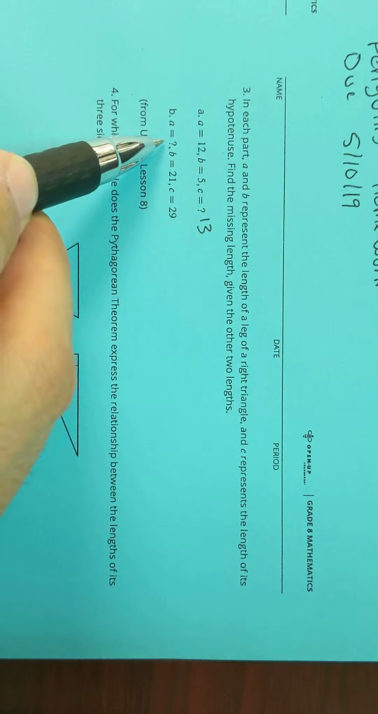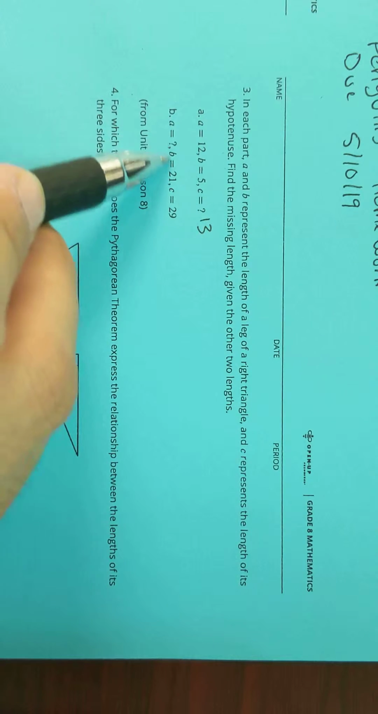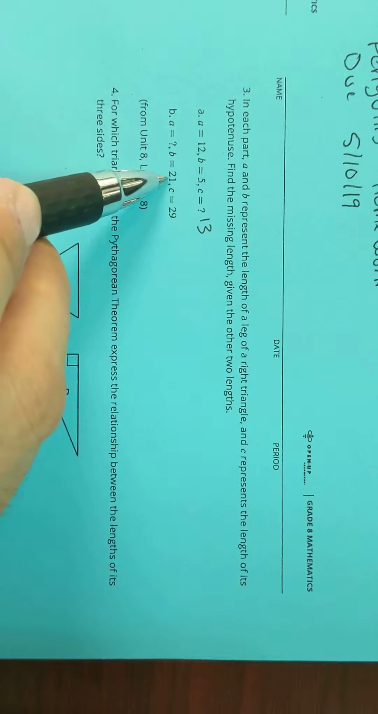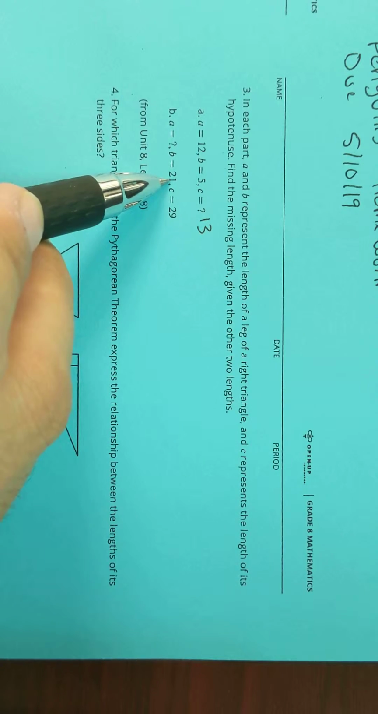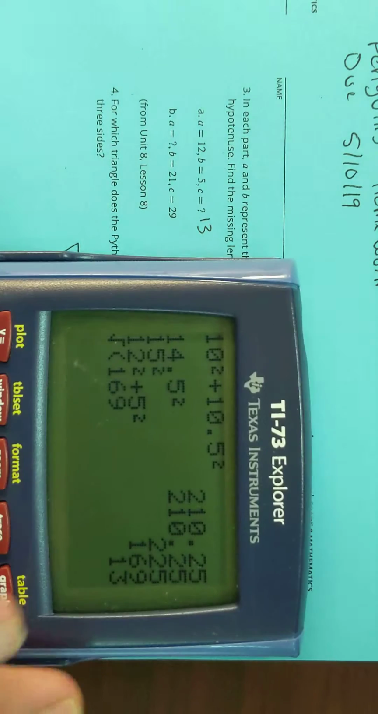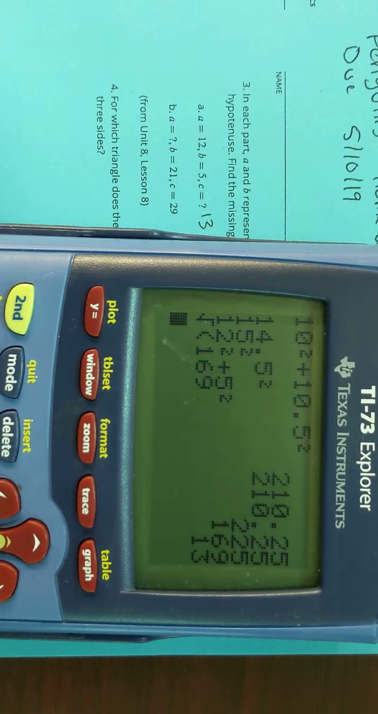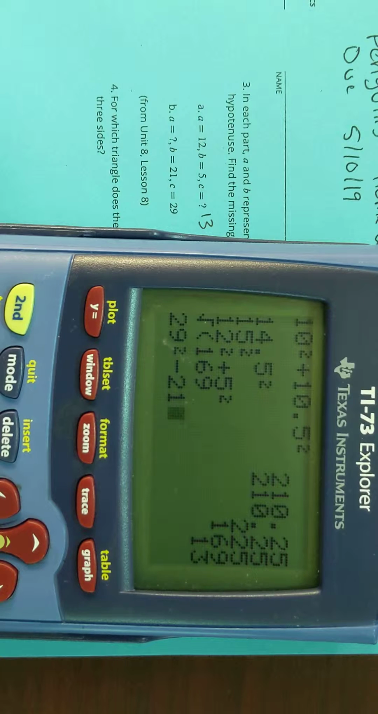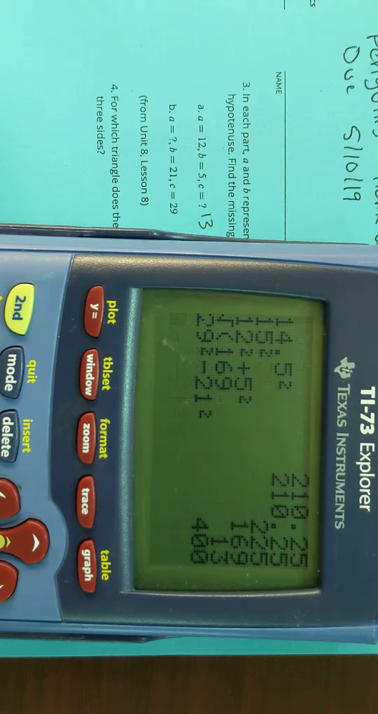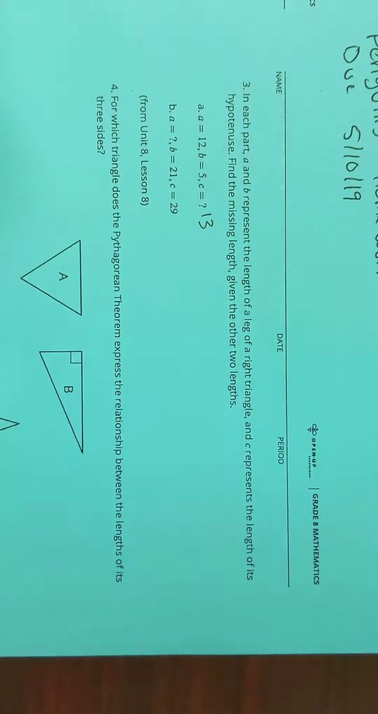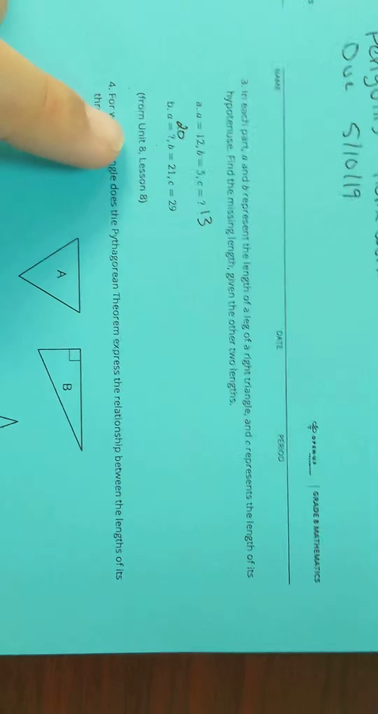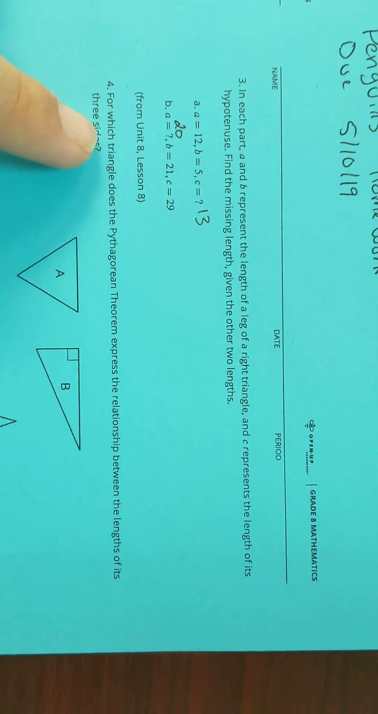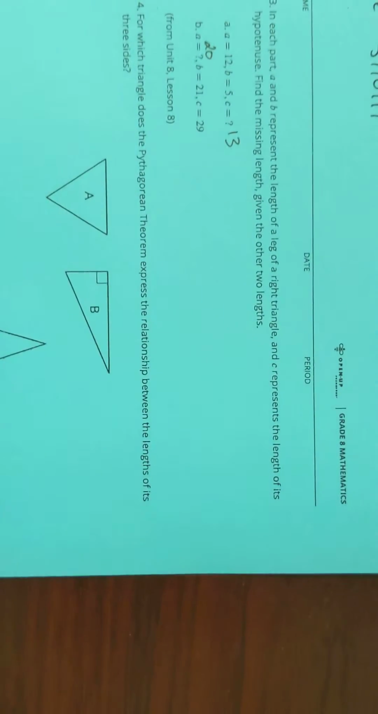Now to find A, it's the same idea, right? But we're not adding these two together this time. We're actually going to square this one, take that one away, and then that'll give us A squared. So let's do it a little quicker here in our calculator. 29 squared minus the 21 squared. So we're doing C squared minus B squared. It's 400. The square root of 400 is 20. So this time A is 20. And one more. Oh, no, that was it. Alright, so 2 points for that one.